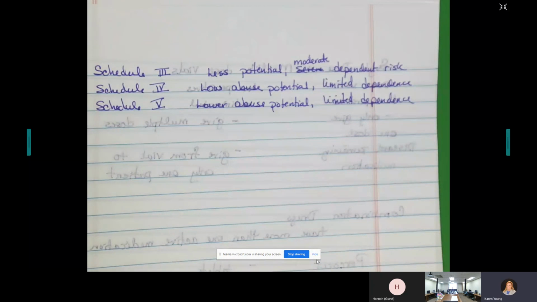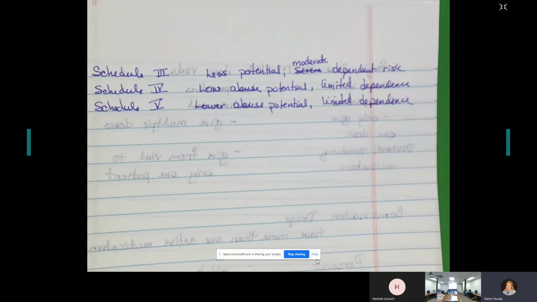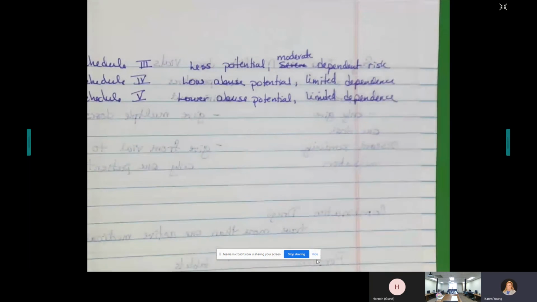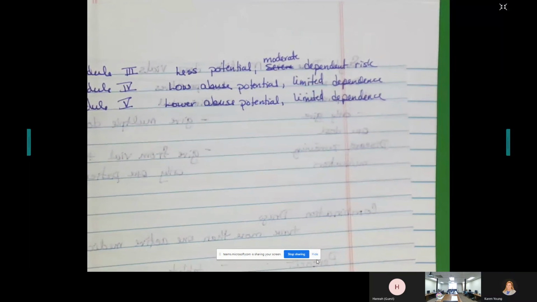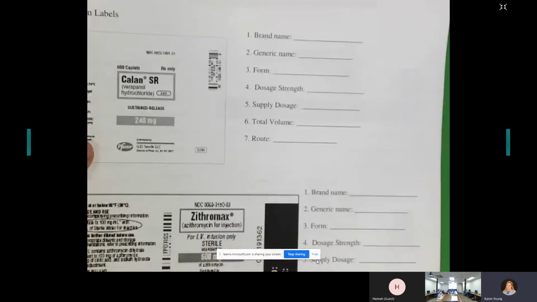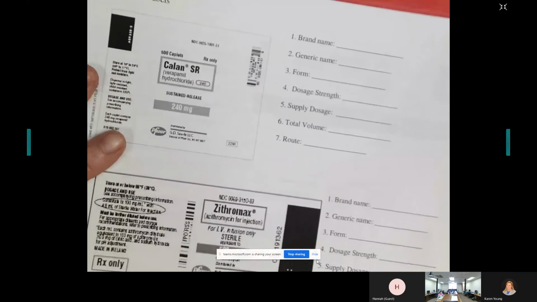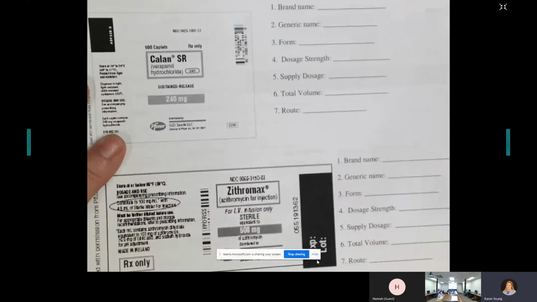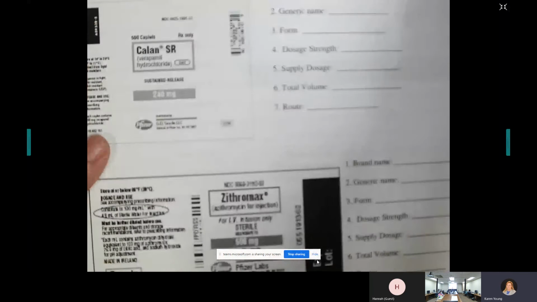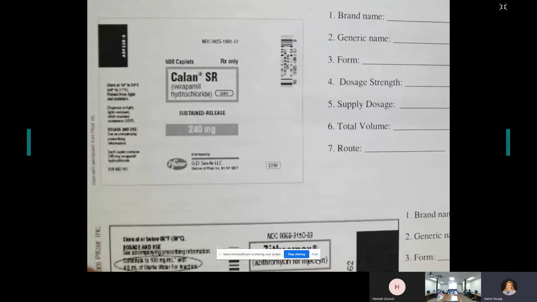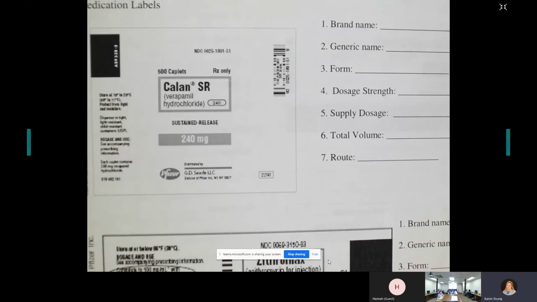Okay. So that's all the parts of a drug label. Now we're going to look at some drug labels. I'll post this sheet sometime today. Okay, so we're going to see if we can identify all of these.